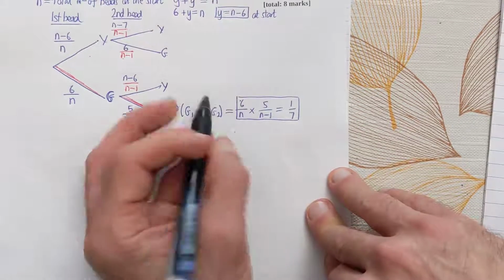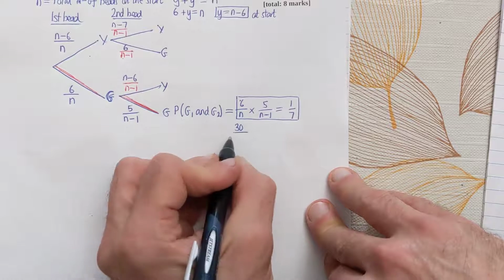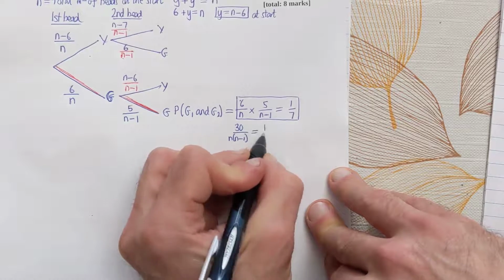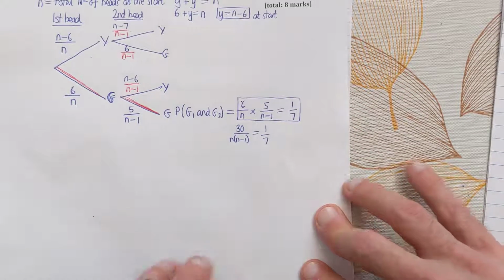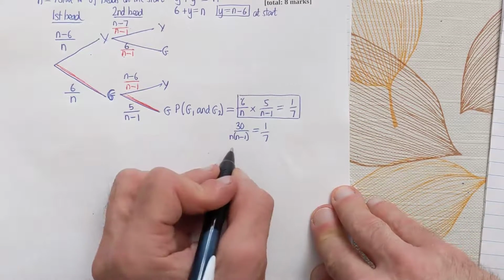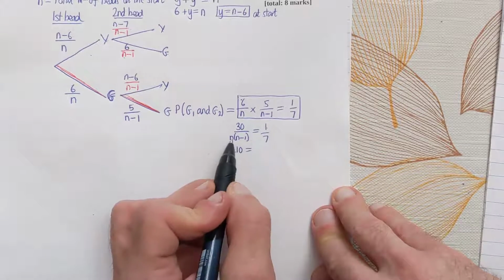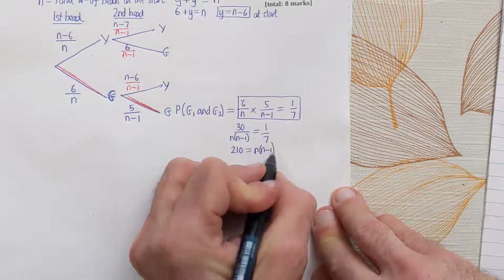And so 6 times 5 is 30. n times n minus 1 is n bracket n minus 1. And that is equal to 1/7. Cross multiplying, we get 30 times 7 is 210. And that's equal to 1 times n minus 1, which is n bracket n minus 1.